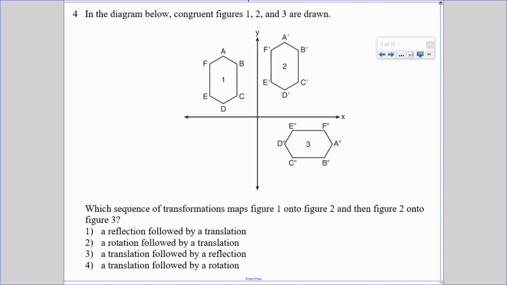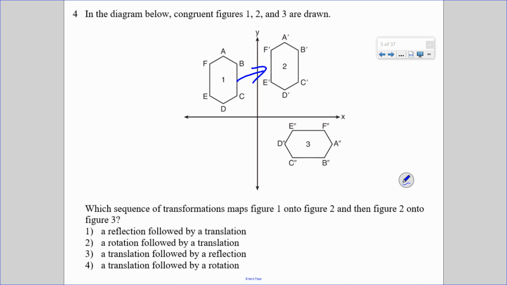This is just identifying the transformations. Which sequence of transformations maps figure 1 into figure 2 and figure 2 into figure 3? Well, from 1 to 2, let's check the orientation. This is ABC. This is ABC. The orientation is the same. It's a translation. Then from figure 2 to figure 3, let's check the orientation. ABC. ABC. It has the opposite orientation. It's a reflection. It's a translation followed by a reflection.